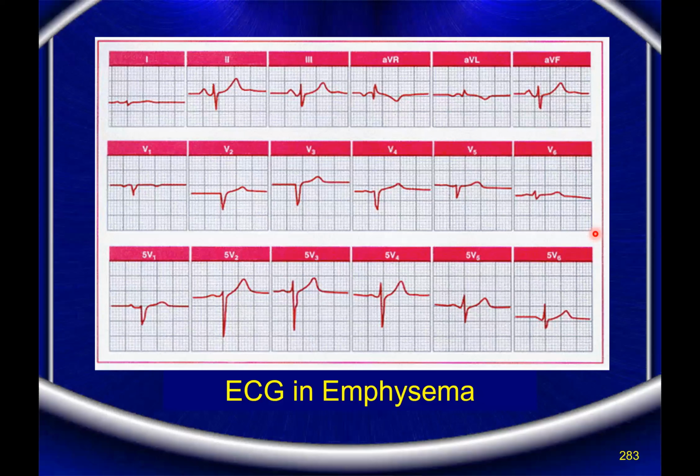Now, suppose the patient is emphysematous. Emphysema is distension of the lungs due to alveolar destruction and then filling with emphysematous spaces, bullae and all that. And there is hyperinflation of the chest, hyperinflation of the lungs. That leads to low voltage complexes in L1, L2, L3, aVR, aVL, V1, V2, V3. So all the complexes are low.